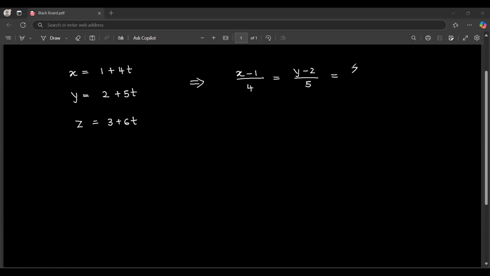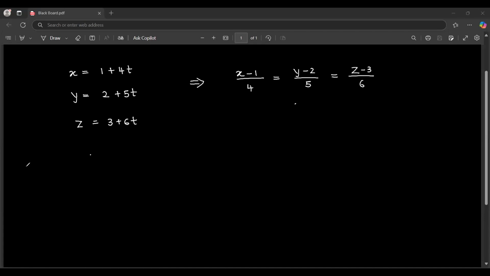You can derive the Cartesian equations from the parametric equations. So let's say we have x = 1 + 4t, y = 2 + 5t, and z = 3 + 6t. It doesn't always have to be lambda; it can be any other variable. So now we can convert it into Cartesian equations of a line: (x − 1)/4 = (y − 2)/5 = (z − 3)/6. This is how you convert from parametric to Cartesian equations.